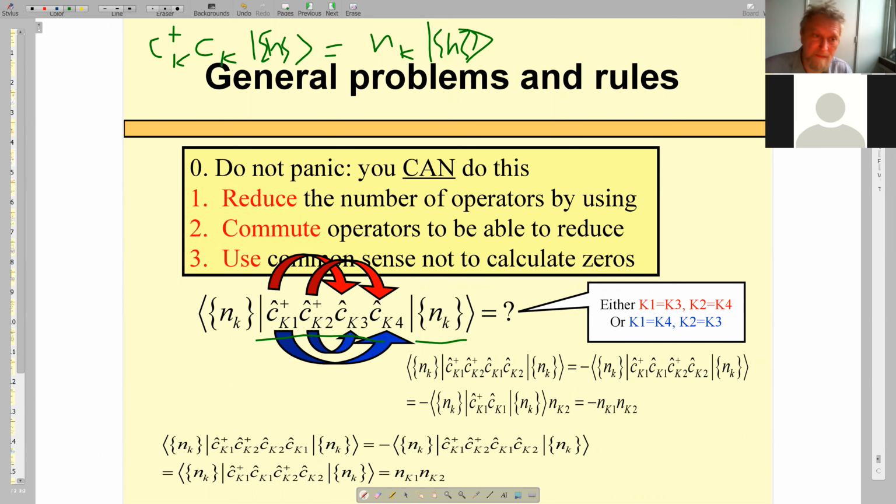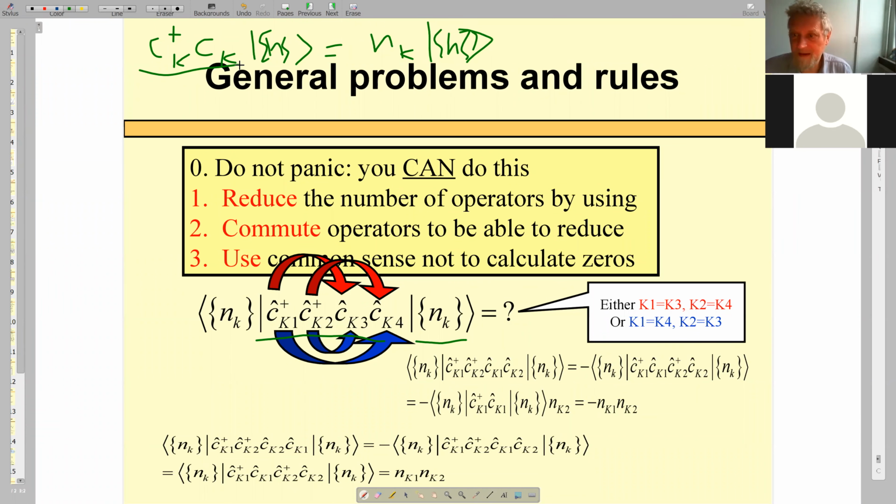Good. If it goes in this combination, it's fine, but sometimes it doesn't want to come in this order. So we need to commute operators in order to be able to apply this formula. Well, that's also doable, right? We know the commutation, anti-commutation relations for these operators.